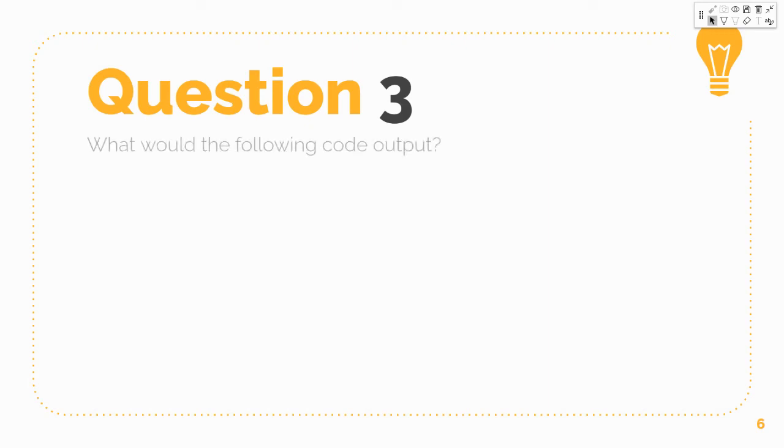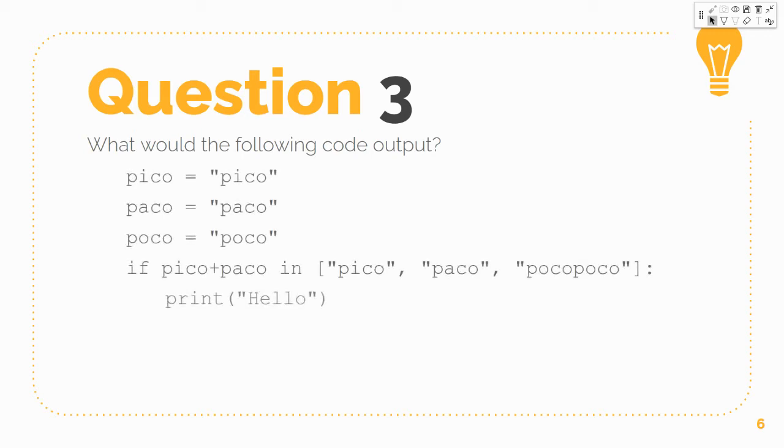Okay, so let's talk about another two questions. What would the following code output? This one's a little bit different. This is question 3 here, so I'm going to show it all at once while we discuss it. We're saving variables that hold the same text. It's kind of a weird thing, but the variable pico holds the word pico, right? Remember that this is the variable name versus the string that it's actually holding. And then we're asking if this is in this list, print hello, else print goodbye.